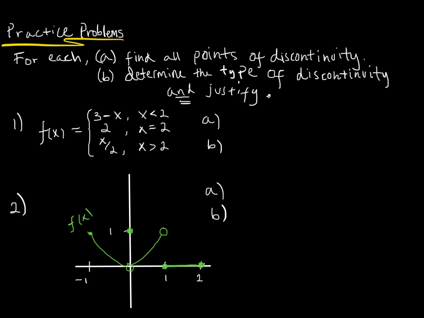Alright, so let's go ahead and try these out. Go ahead and copy them down and give them a try on your own. Make sure for part B that you justify. So go back to the types of discontinuities that we discussed and make sure that you know for each one what has to be the case as far as the one-sided limits go. And use that to justify. So give this a try and we'll discuss very briefly, but you can compare your answers with your classmates tomorrow.